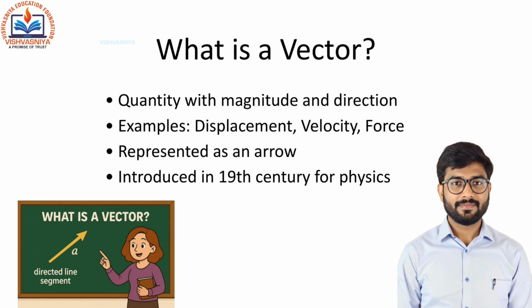A vector is a mathematical quantity that has both magnitude and direction. Examples include displacement, velocity, acceleration and force. We draw a vector as an arrow, and algebraically we write it in terms of components. The concept of vectors was formalized in the 19th century to study electromagnetism and mechanics.